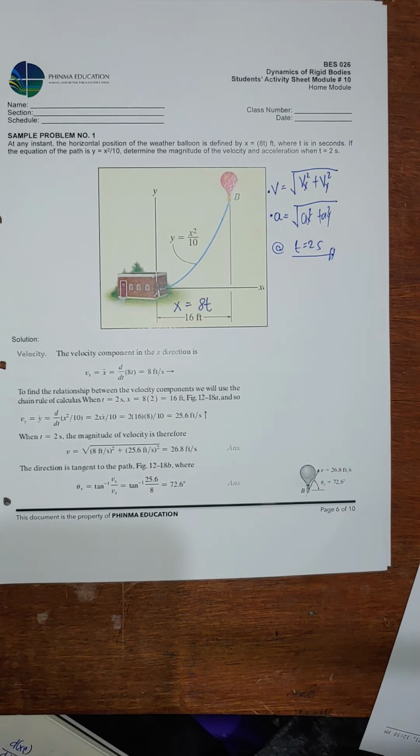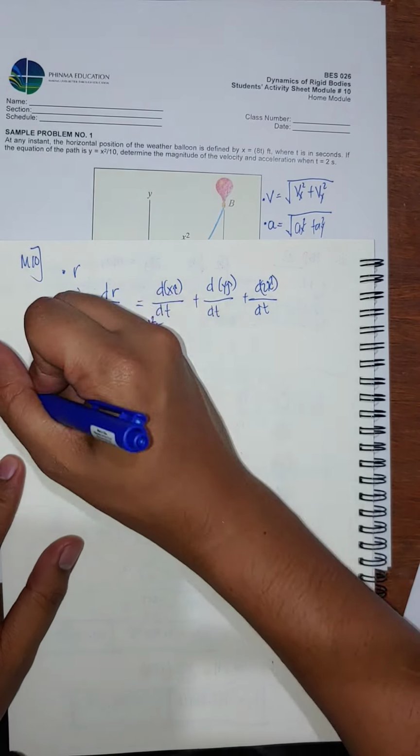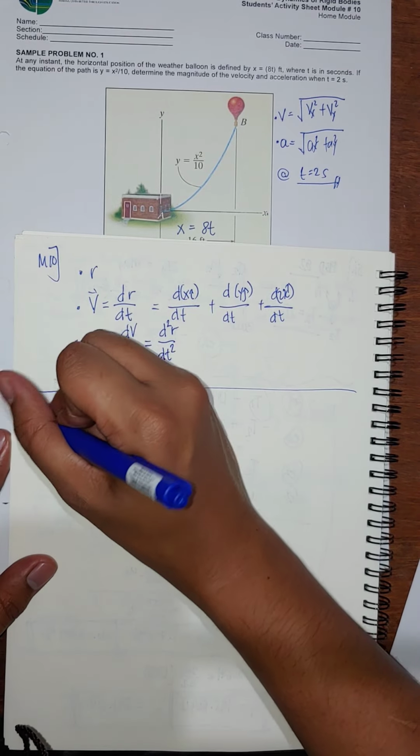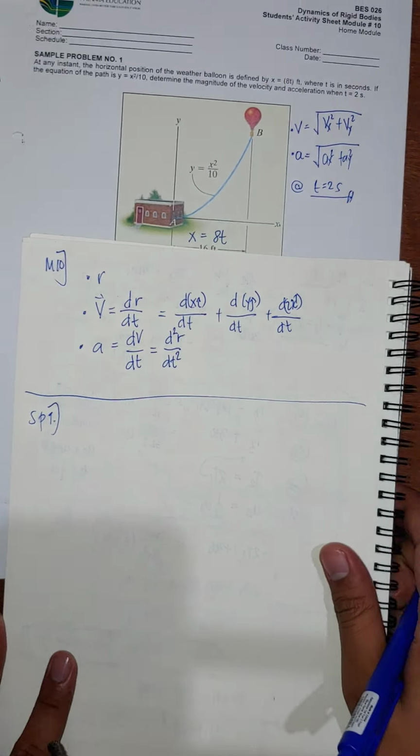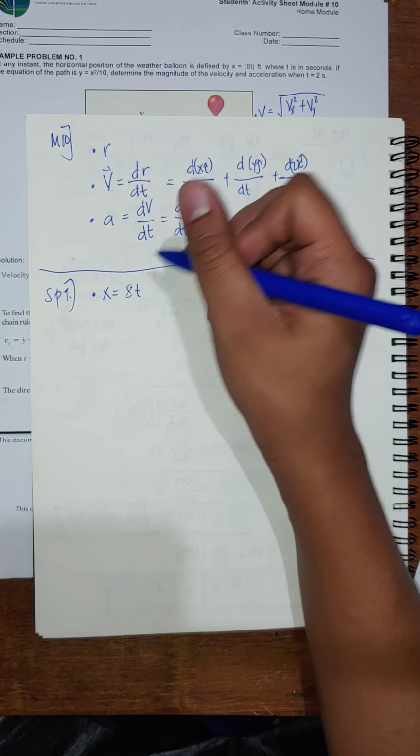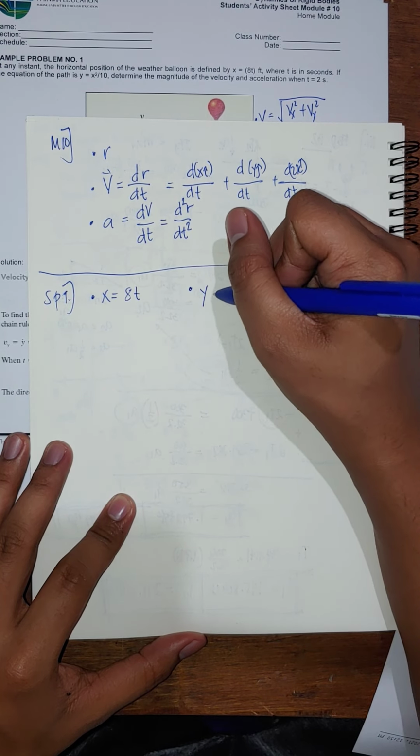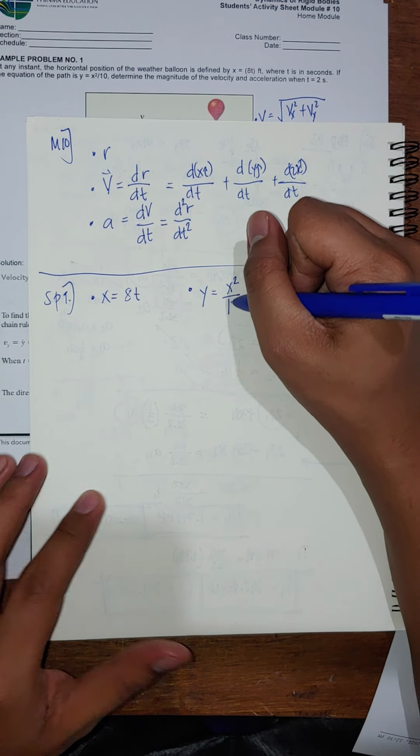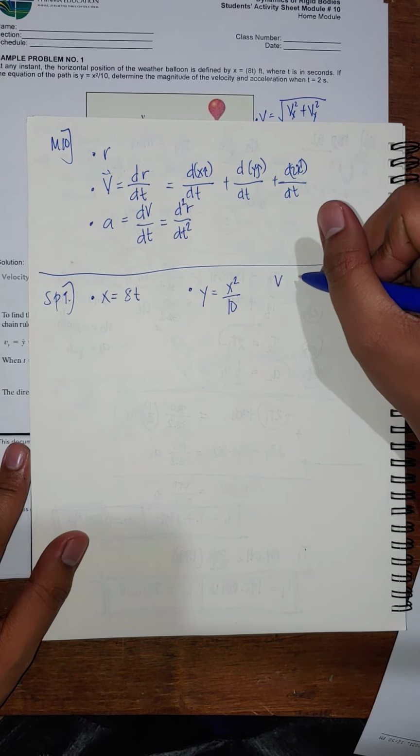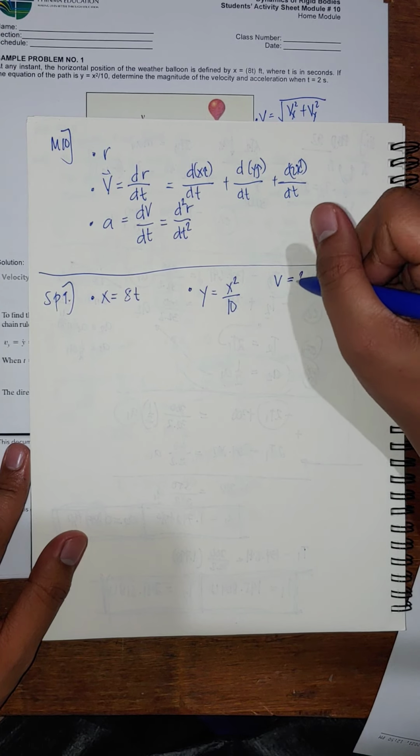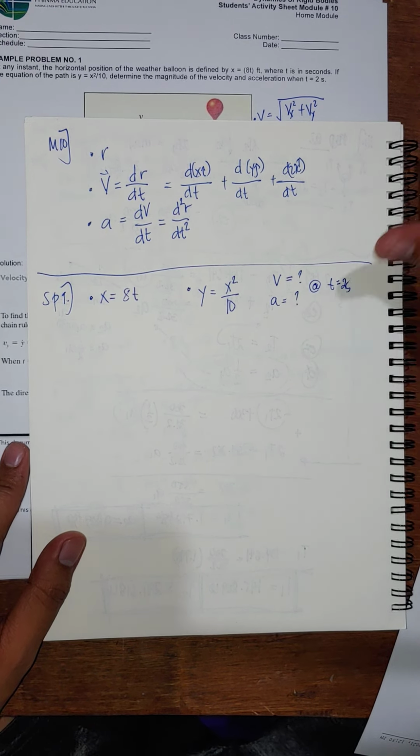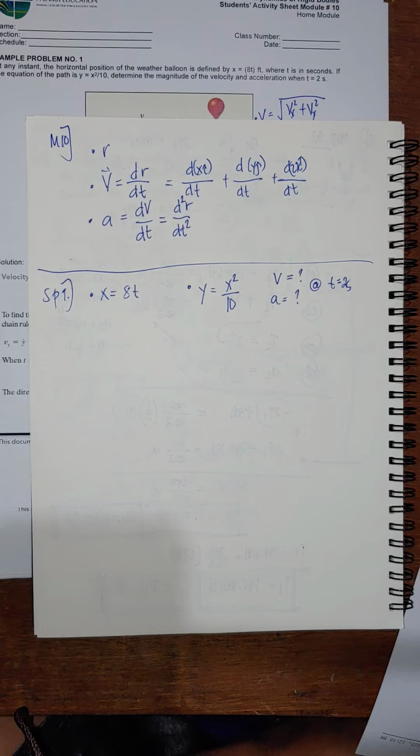Okay, so let's write the given in the problem. In sample problem number 1, you were given that the distance x is equal to 8t. The path is y equal to x squared over 10. So we are asked the magnitude of the velocity and the magnitude of the acceleration when the time is equal to 2 seconds.